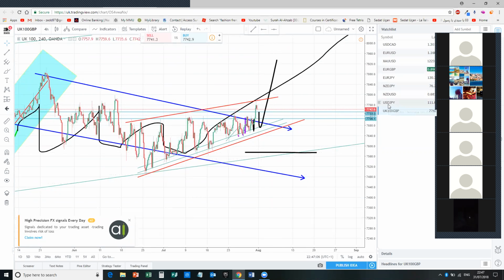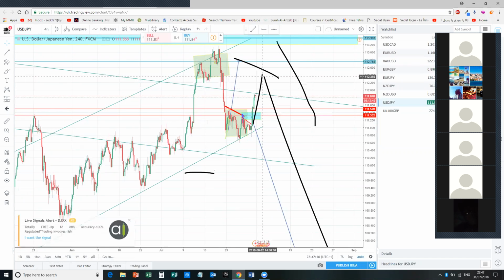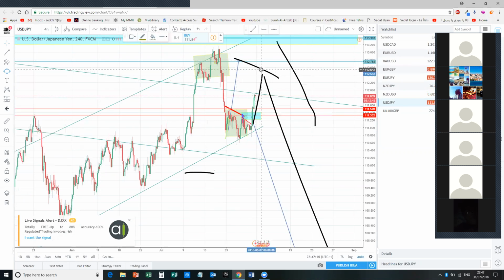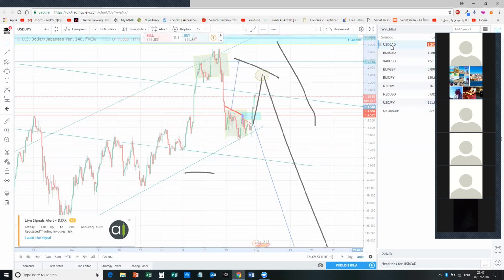Let me show you also on the USD JPY. I wouldn't scalp right now. If it's gone this high, it's broken out. I would love to scalp in this area. So you have to have your scalping zones. I would love to scalp in this area because I'm more confident in scalping in this area. So again, patience.